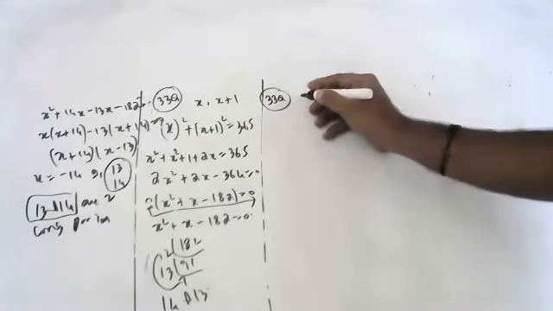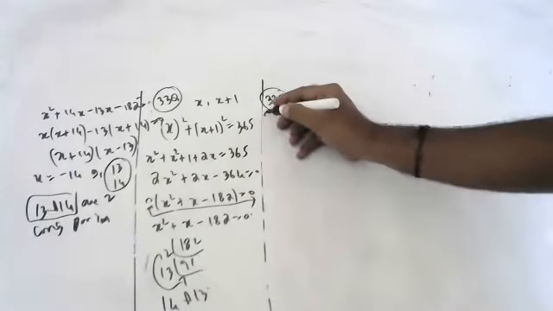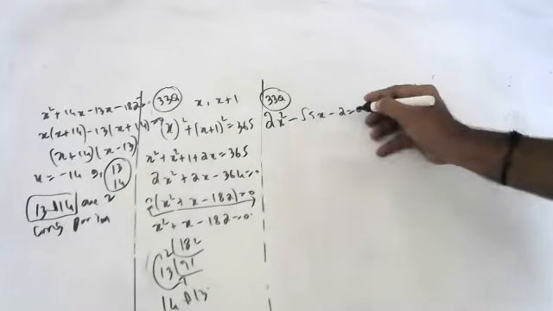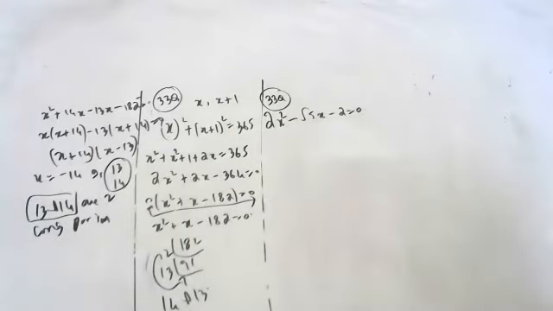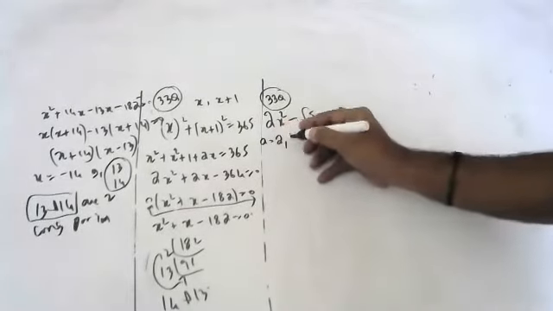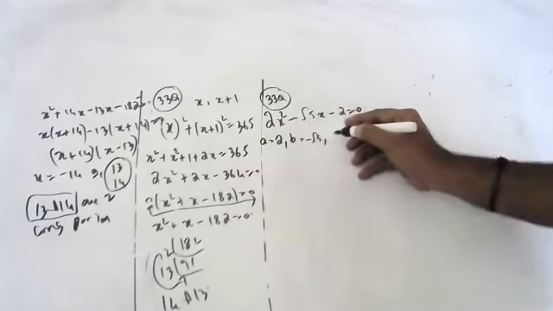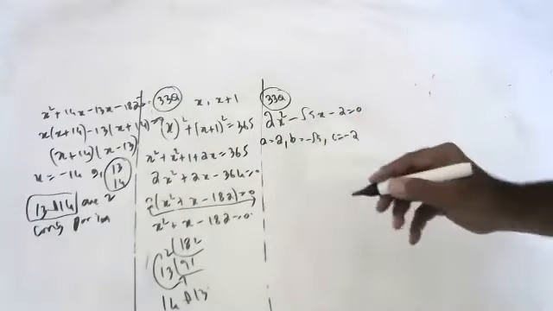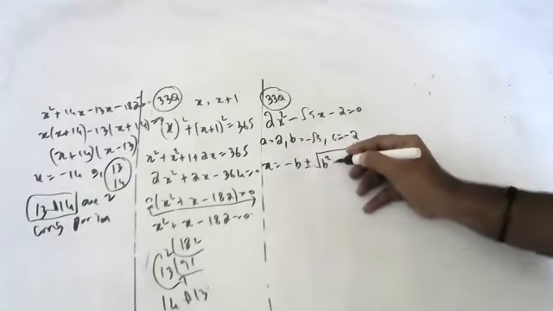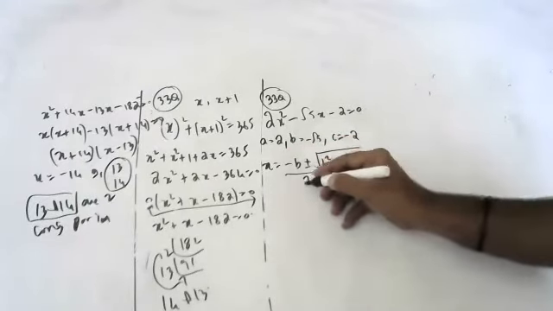That's all. So, children, 2x square minus root 5x minus 2 is equal to 0. The question is to find the roots using quadratic formula. It is asking to use the quadratic formula. A is equal to 2, B is equal to minus root 5, C is equal to minus 2. x is equal to minus b plus or minus under root b square minus 4ac, by 2a.